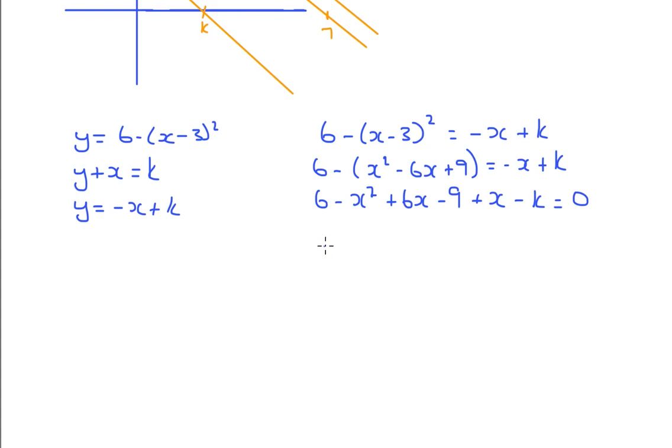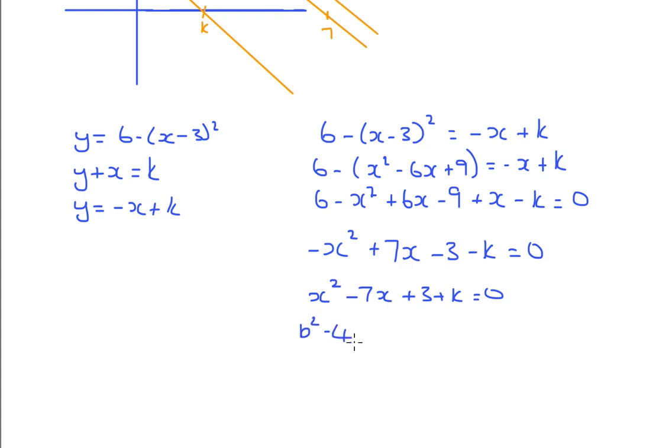That's going to be, what is it going to be? Minus x squared plus 7x minus 3 minus k equals 0. I'm going to times everything by minus 1 because I don't like negative quadratics. Okay, so that line will be a tangent when the discriminant of this is equal to 0. So if we now find b squared minus 4ac and make it equal to 0, we'll be able to find k.